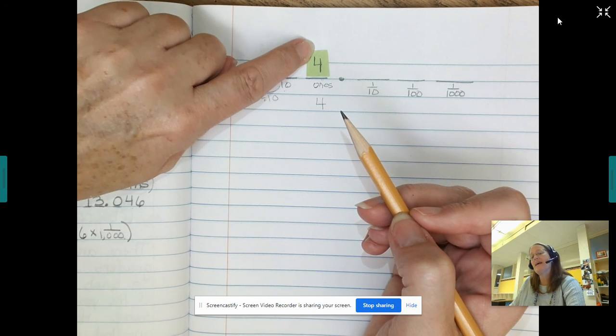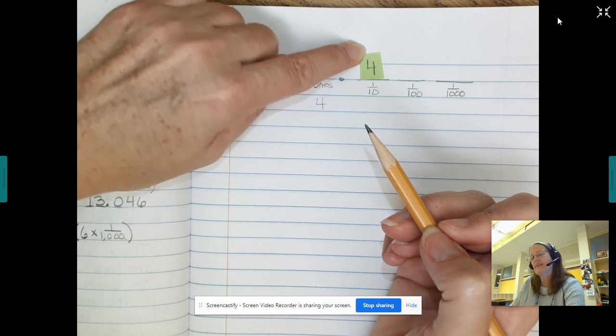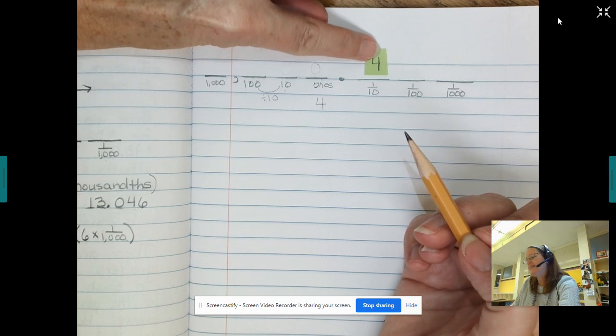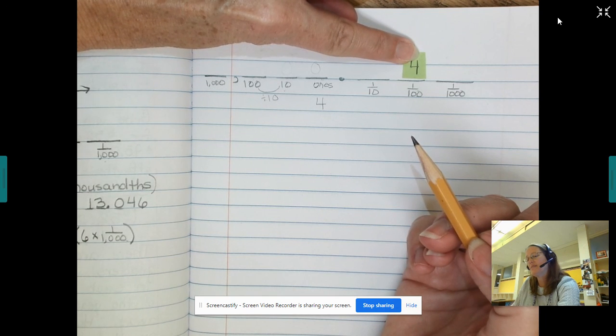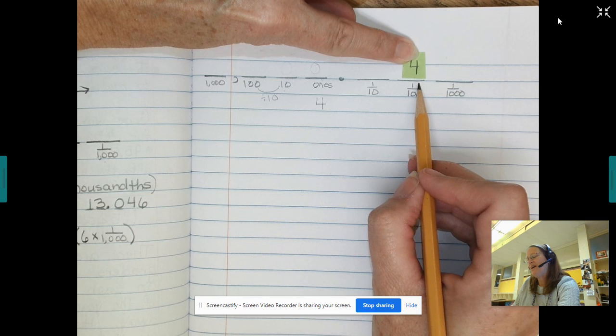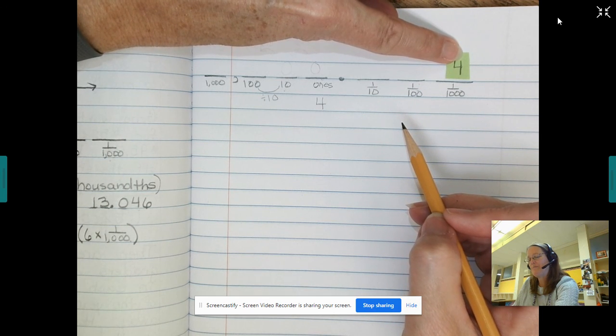And 10 times less than 4 is 4/10. And 10 times less than 4/10 is 4/100. Divide by 10 again, 4/1000.